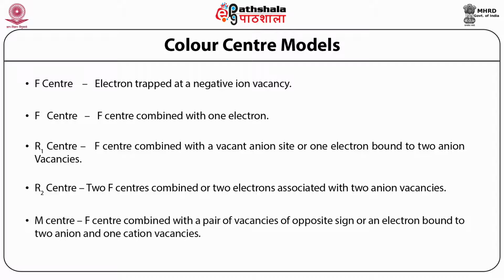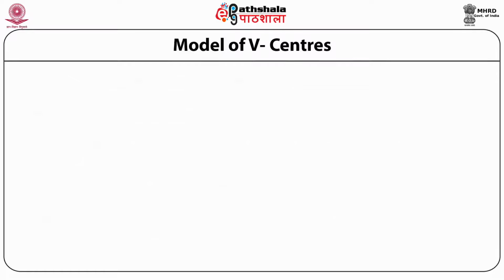M center is F center combined with a pair of vacancies of opposite sign, or an electron bound to two anion and one cation vacancies. Model of V centers.